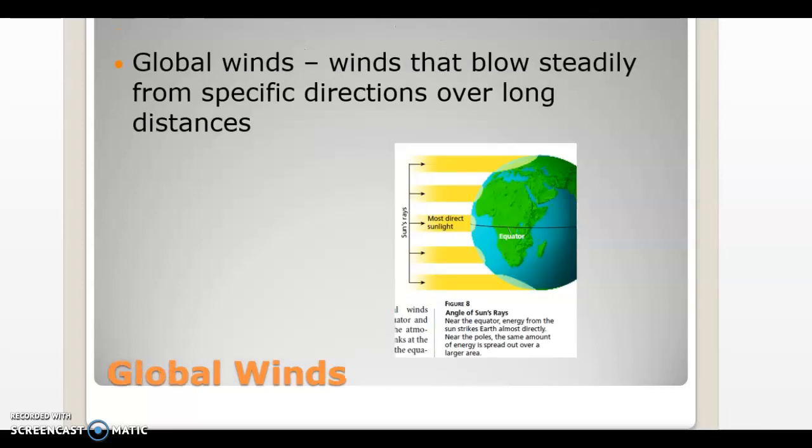Okay, global winds are going to affect us more because they blow steadily from specific directions over long distances. It is very dependent on the angle of the sun's rays and how much the sun's rays are hitting an area, which determines the air pressure, and that causes the air to move from one direction to another based on that difference in air pressure.